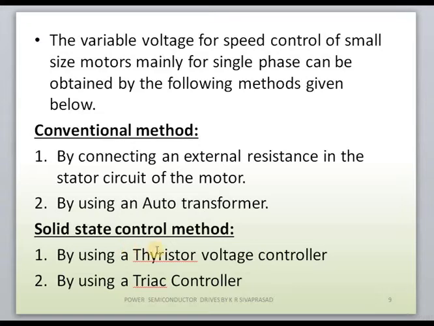The next one is the solid state control method. By using a power electronic device, you can easily control the same operation using thyristors or a triac. With a thyristor, by varying the firing angles, you can control the voltage of the machine, or by using a triac you can vary the output voltage, that is, the stator voltage of the machine. With that we can control the speed of the machine.